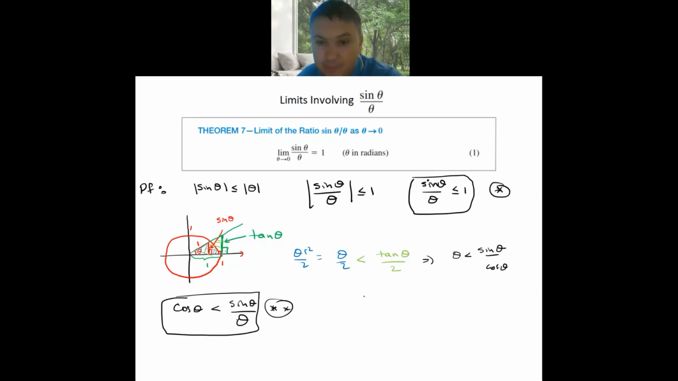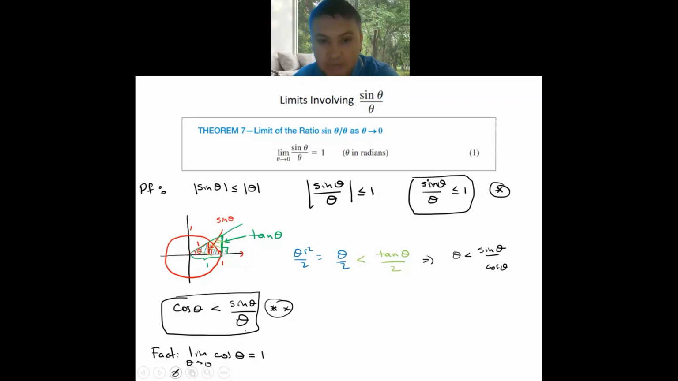So now what happens if theta goes to 0? Then cosine theta goes to where? It goes to 1. Why does it go to 1? Well, okay, the fact is the limit as theta goes to 0 of cosine theta is 1, because cosine 0 is 1. But I'll come to that fact.